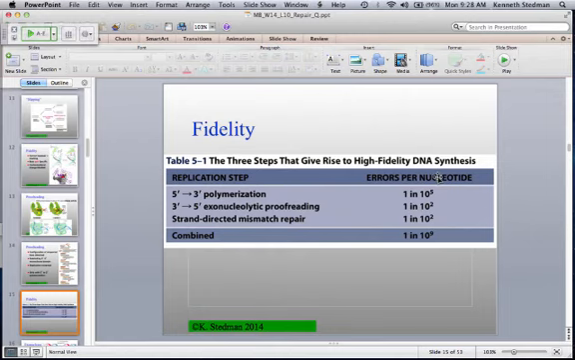So as I said before, this is your polymerization, just checking the structure, about 1 in 10,000 you mess up with. If you add proofreading, now it's 1 in, so that's 10,000, 100,000, in a million or 10 million. And then we've also got strand-directed mismatch repair that we'll talk about in just a second. That's if proofreading doesn't work and you still put in the wrong nucleotide. That then gets you to about a 1 in a billion.